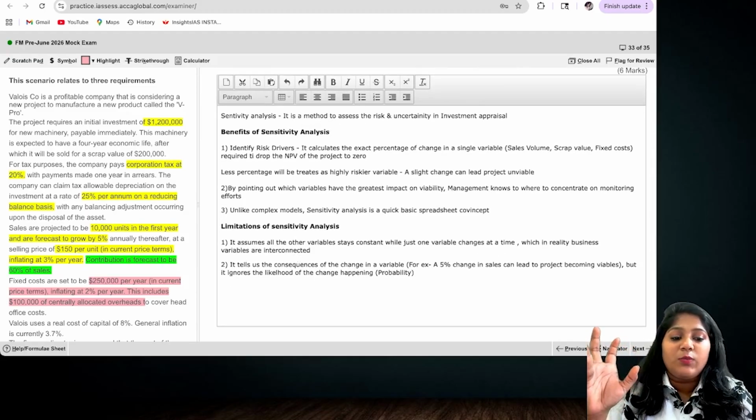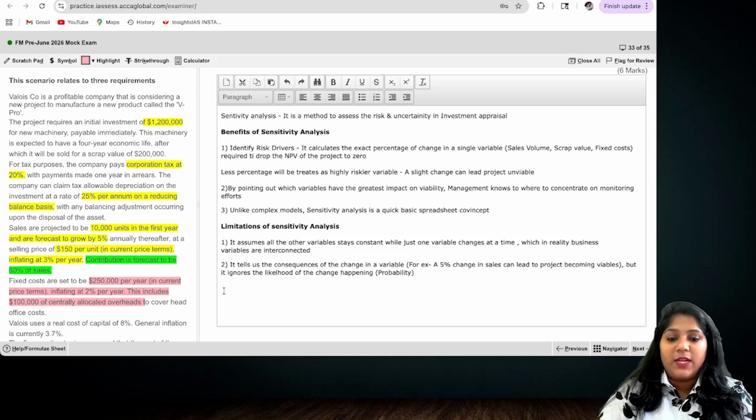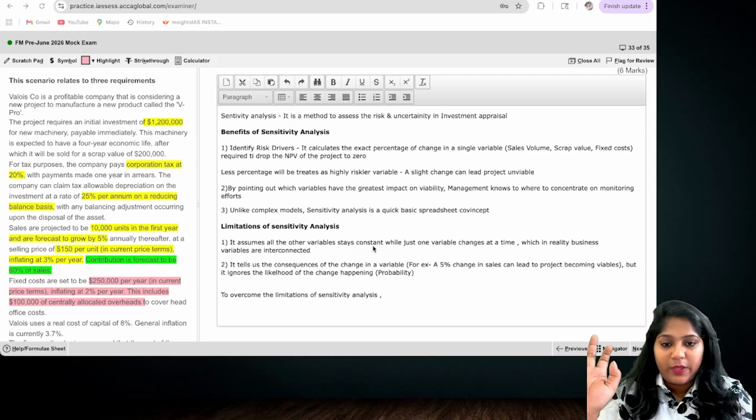Now, ma'am, one more point. Where do I go, right? See, give a recommendation. What are the alternative methods, guys? The alternative method can be Monte Carlo simulation. Correct? To overcome the limitations of sensitivity analysis, you'll write something like this.